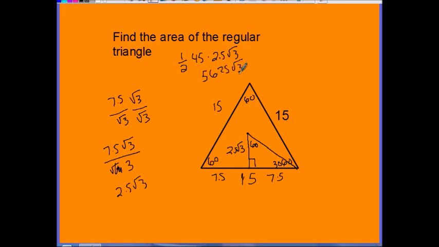Square root of 3 square units. Now, was there another option? Absolutely. Let's go ahead and look at that.